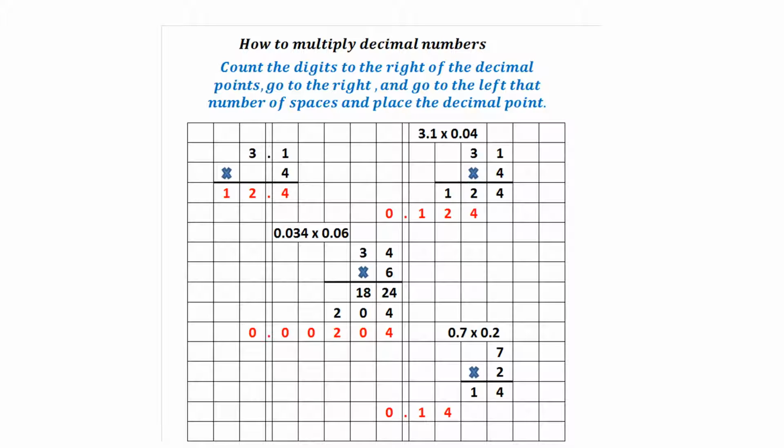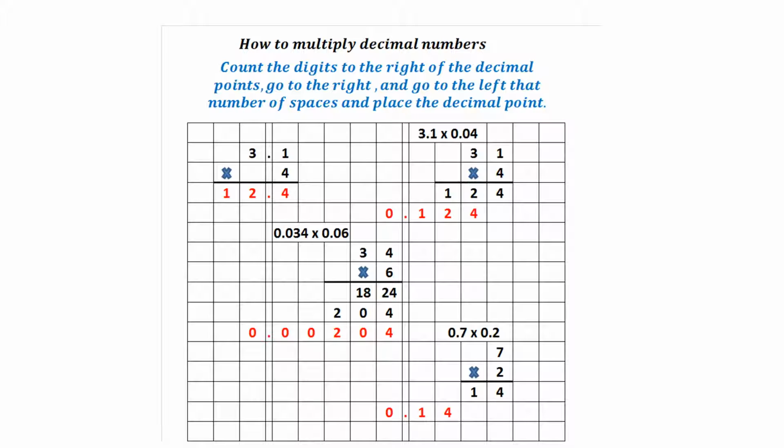So we take a very simple example to start with. 3.1 times 4. Now, 4 times 31 is 124. We have one digit to the right, 1. There's no digit to the right of 4. The decimal in 4 is after it, 4 dot, but there's no digits. So we start to the right of the 4 and come back one space, and that's 12.4 is our final answer. That's in red.